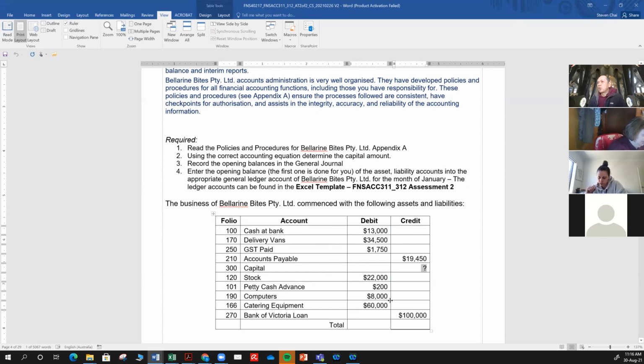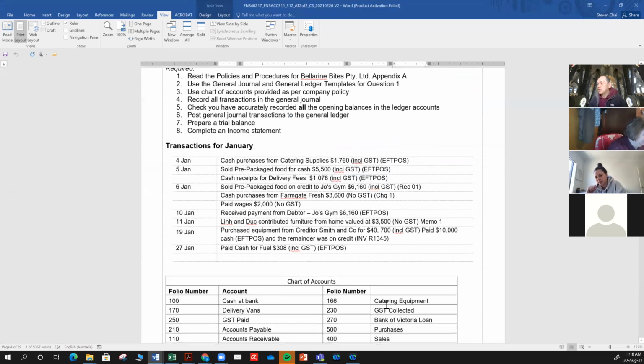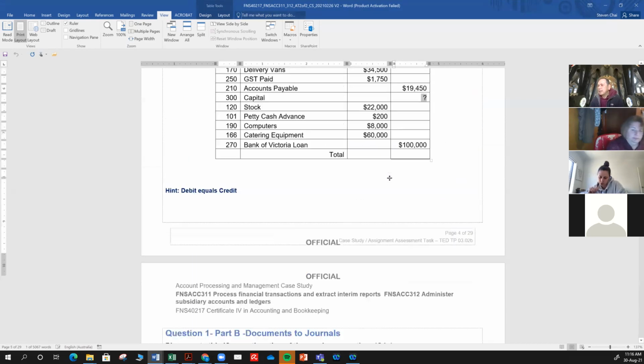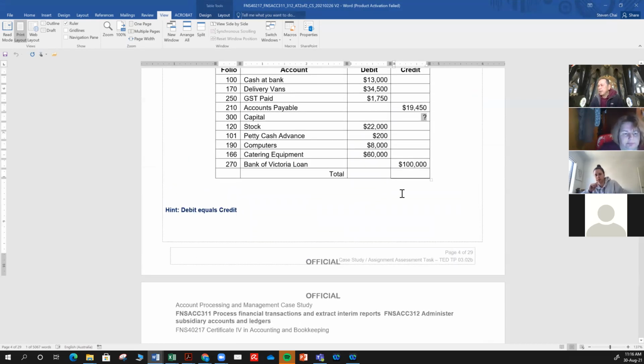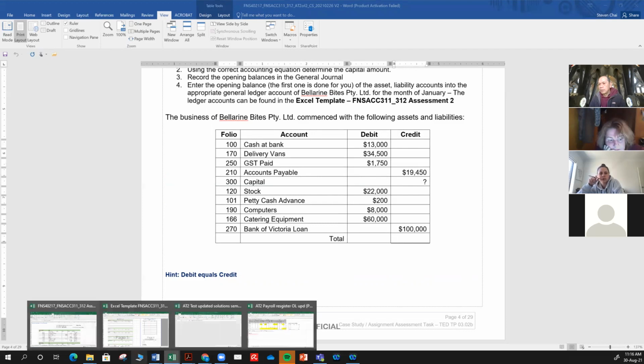So we move on to question part B now. Part A is a very straightforward one. Part B is what I'm concerned about. Here the debits equal credits. Then commence with the following assets and liabilities. These are the opening balances which you should have already put into your journal ledger template. Does that make sense? So for example here, 13,000 debit should already be sitting down here.